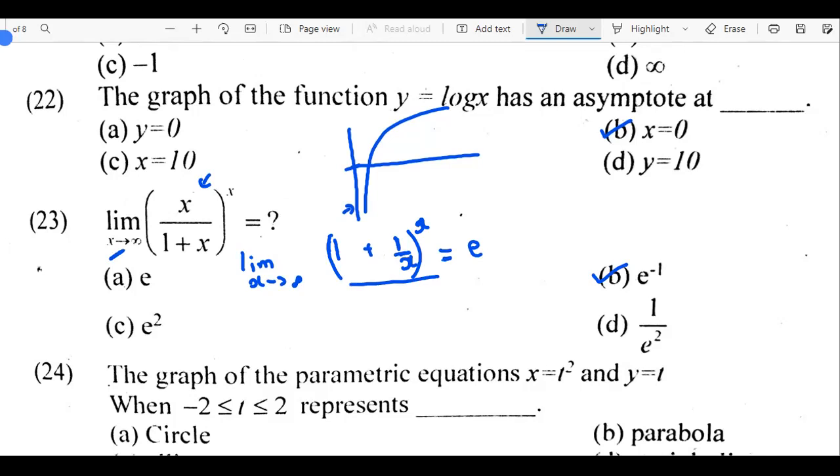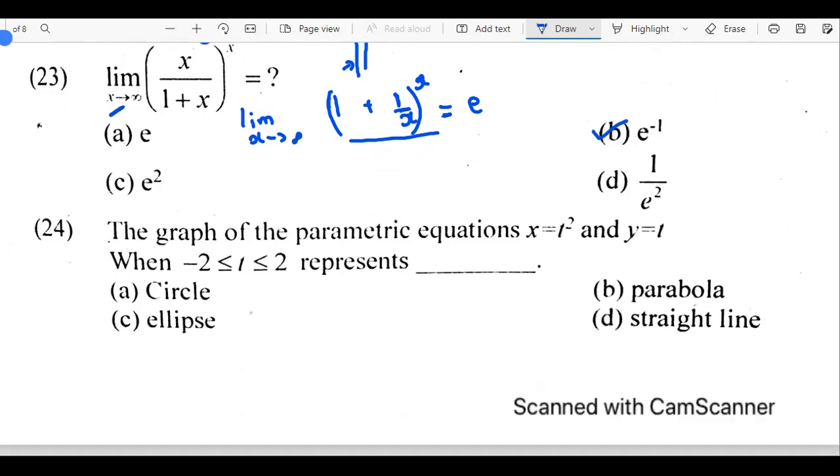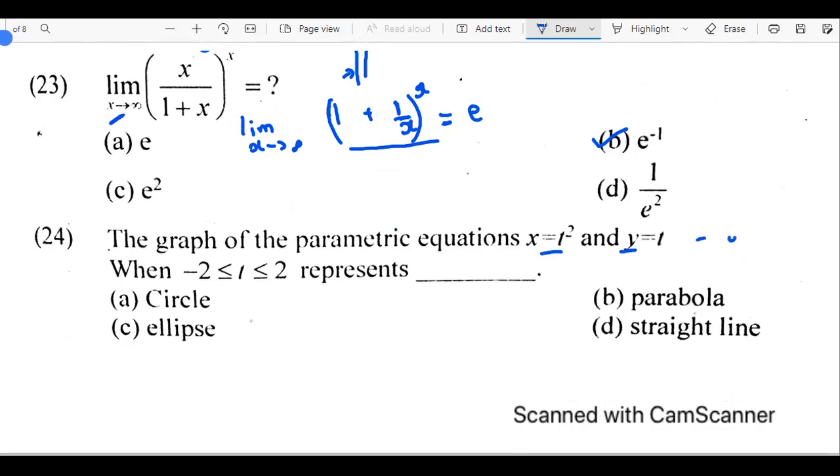Okay. And the last question is the graph of the parametric equations x equals this and this, when t is between these two, represents what? So if we just find the equation quickly, I will get y equals t, and t is basically under root x because we know that x equals t square, and this is basically a parabola, right? So it would be parabola.